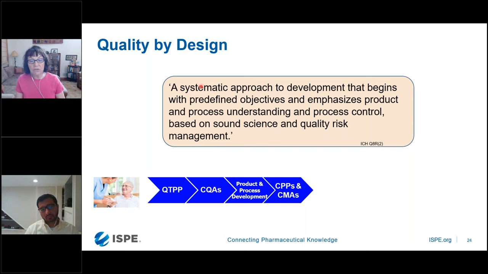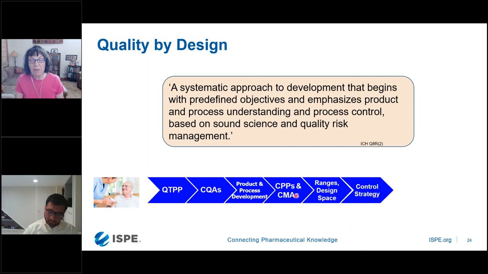From that, we'll say, what are the critical process parameters and critical material attributes within this product, within this process that we will need to control? We have to decide where will we control these CPPs and CMAs? What are the ranges in the design or the design space that we will develop to control them? That becomes our control strategy. Our control strategy, those ranges plus many, many other things become part of our control strategy.